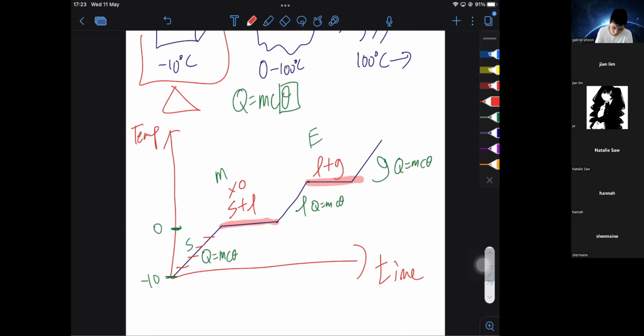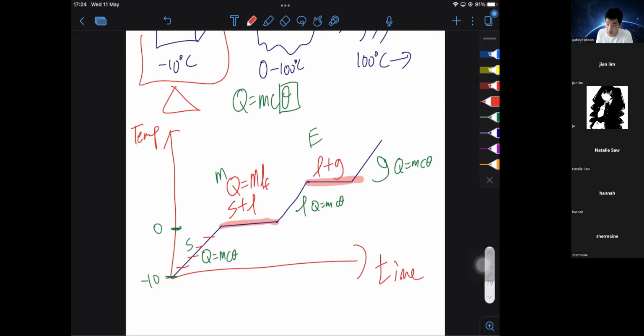So instead of using Q equals MC theta, guys, when you are calculating the energy that is being absorbed by the bonds, this is when you calculate the latent heat of fusion and also the latent heat of vaporization, which in this case will be Q equals M L_F. Bear in mind, guys, L_F is just one thing. Q is one thing, M is one thing, and L_F is one thing. Don't try to do your calculation later like, oh, you're trying to find F, then you're trying to find L. There's no such thing as L and F. It's just L_F, one thing.